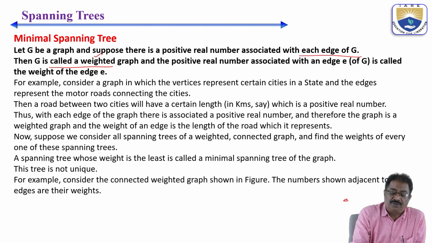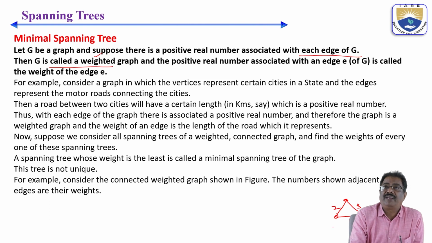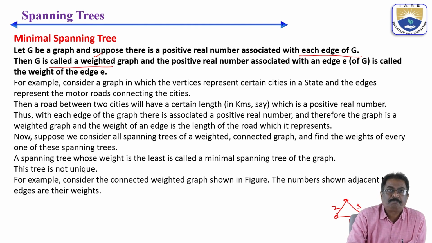If you assign weights, say positive real numbers 2, 3, 1, this is a weighted graph. That means each edge will have some weight. So now we are going to consider weighted graphs.